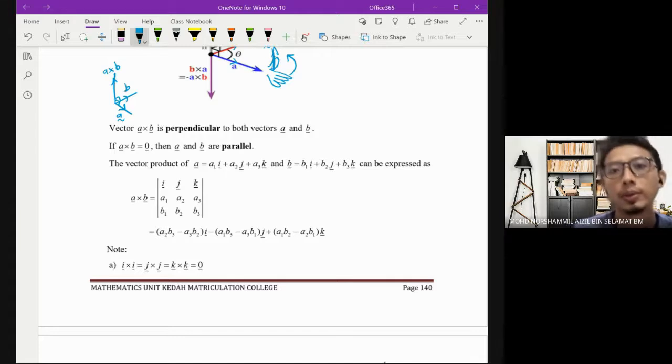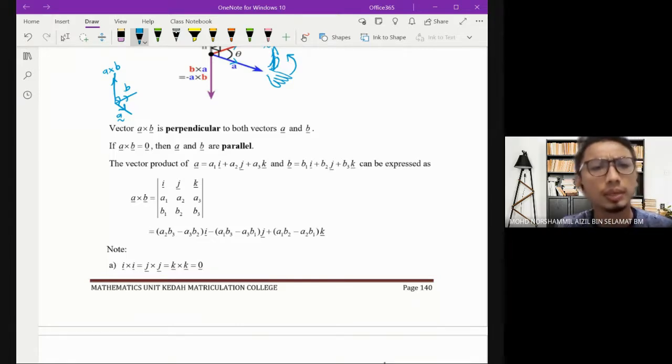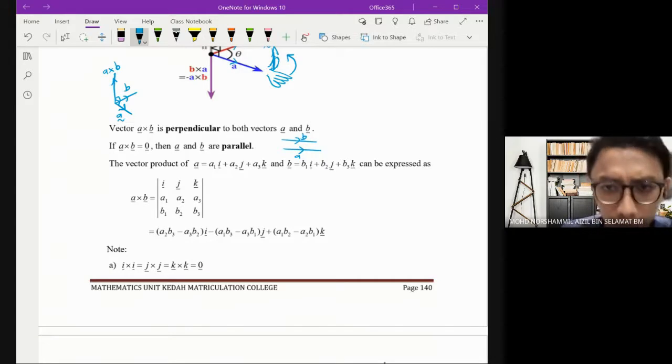Alright. What happens if A cross B equals 0? If A cross B gives a zero vector, it means it doesn't exist, there is no vector. If A cross B is a zero vector, it means A and B are parallel. So A and B are parallel, and A cross B does not exist. So that's the understanding of A cross B in graphical terms.